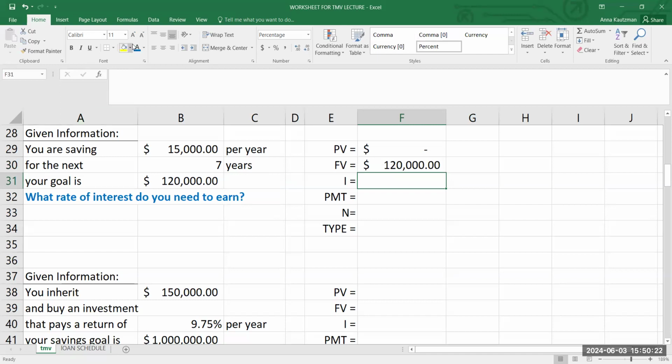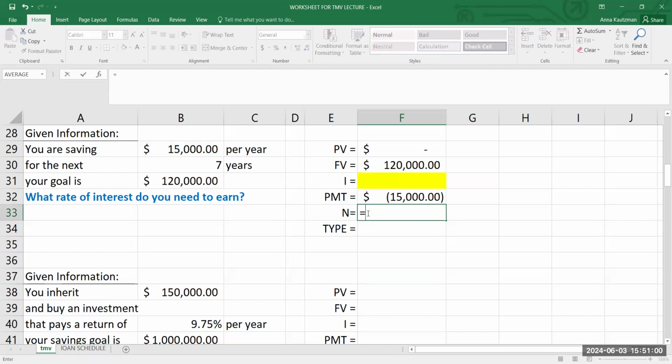The interest rate, that's what we don't know. So I'm going to highlight that field. Our payment is equal to $15,000 a year. And again, it's going to be negative. We're going to take the 15,000 and deposit it into the investment. So it's an outflow from us and an inflow to the investment. The N, or N per, number of time periods is given as 7 years.